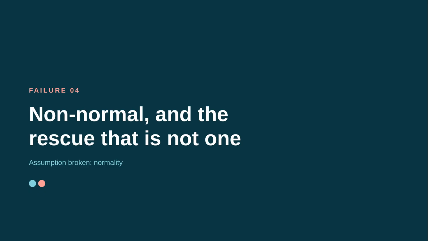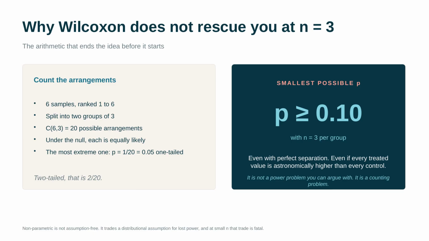Failure 4. And this one is about the escape route people reach for. So the data is not normal. The standard reflex is to reach for a non-parametric test. Drop the t-test, run a Wilcoxon rank sum. Problem solved. Except it is not, and here is the arithmetic that ends the idea. With 3 samples in each group, there are exactly 20 ways to arrange 6 ranks into 2 groups of 3.